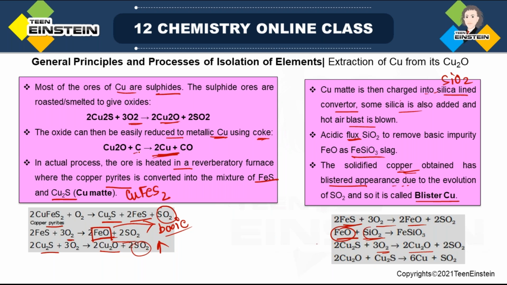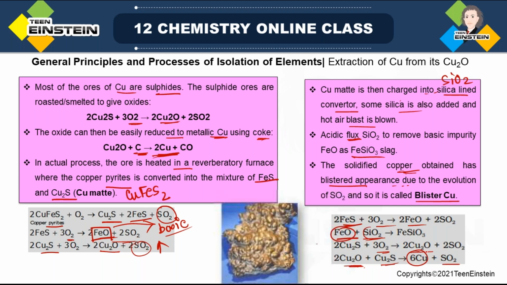it can be reduced by carbon, or another way which can also be done is self reduction. So in self reduction, what is done? Some unreacted Cu2S will react with Cu2O and finally it is converted to copper and SO2.